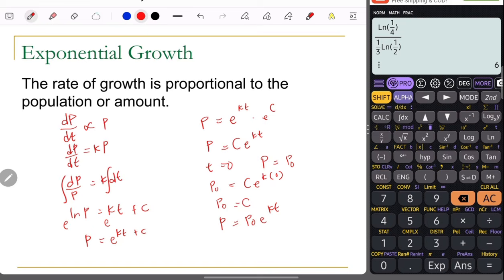So this is now the general equation for exponential growth. So this is growth. When it is decreasing or decaying, the formula is p equals p sub o e to the negative kt. This is for decay. Okay?